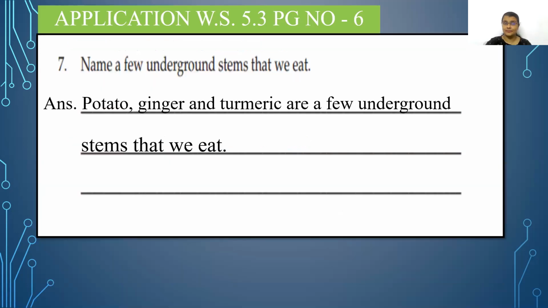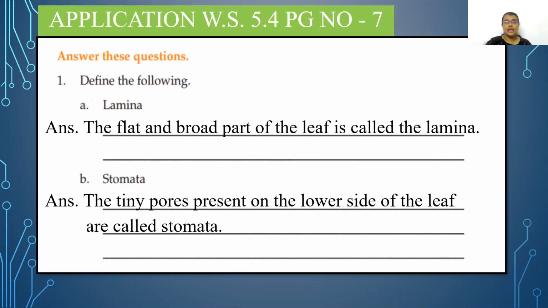Now seventh one. Name a few underground stems that we eat. We all know that potato, ginger and turmeric are a few underground stems that we eat. Now, let's move to worksheet 5.4, which is on page number 7. Define the following. A. Lamina. The flat and broad part of the leaf is called the lamina.